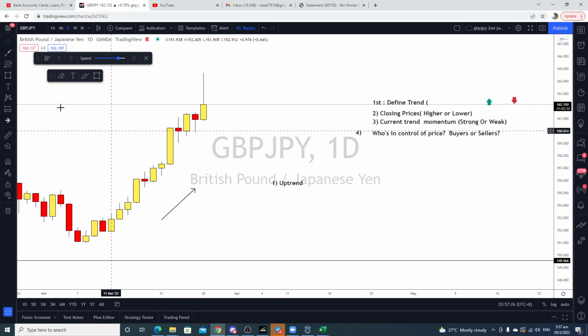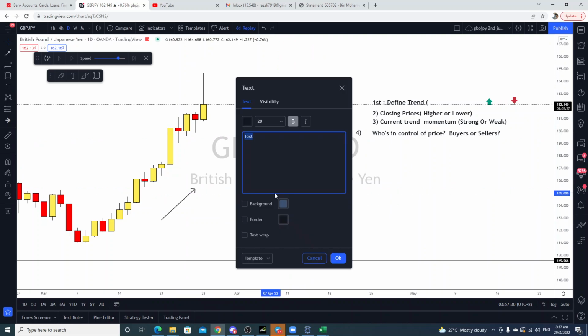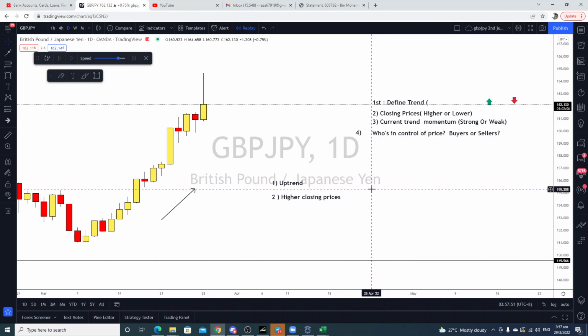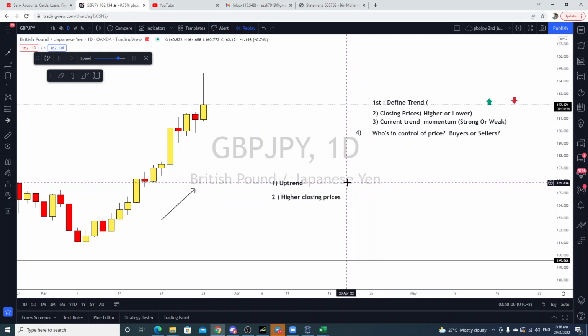So in this case, the number two is higher closing prices. Okay, so we have answered number two. So in an uptrend, there are higher closing prices. So we want to be buyers, of course. And the thing is, we try not to look for sell.